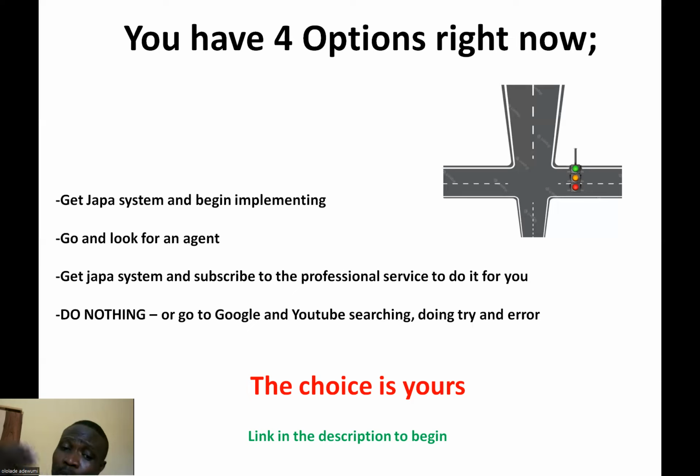But if you say you cannot pay 50,000 naira, you prefer to go to Google to do everything by yourself, no problem. It's your choice. The choice is yours. But if you still want to work with me, if you still want to get Japa system and join the Japa system community, the link to get started is in the description of this video below. I will be waiting for you to get access, come back to me, show me proof of payment, and I will guide you through.